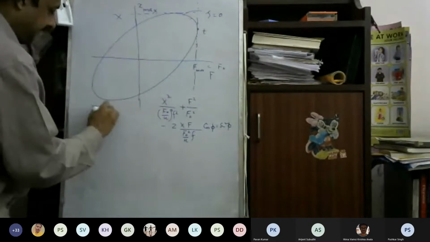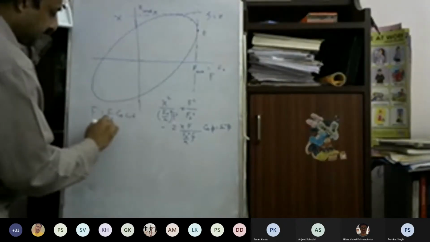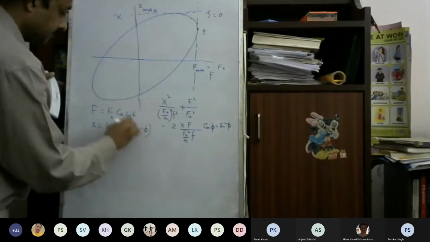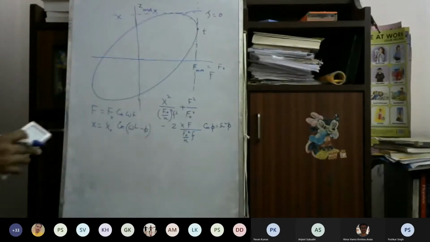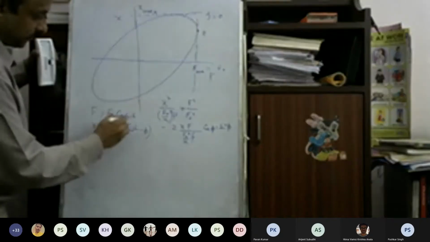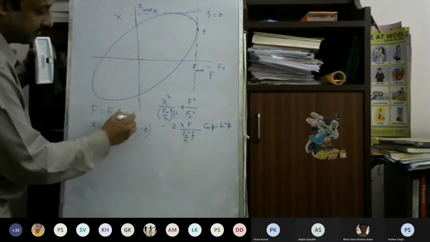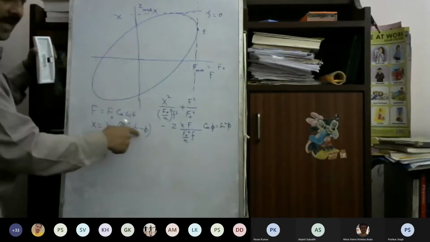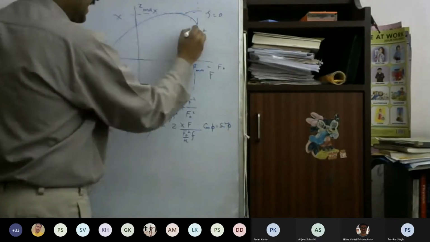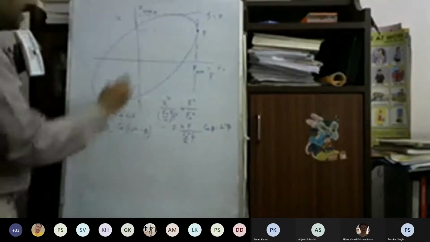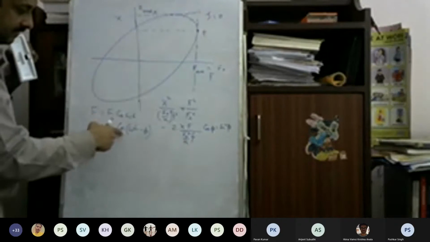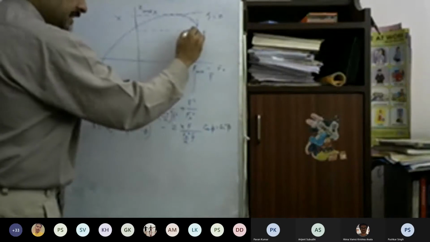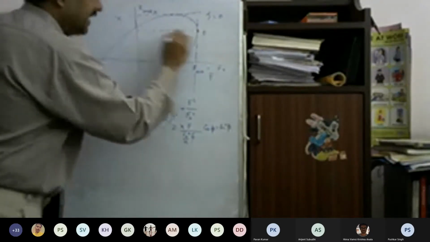Because if F is F naught cosine omega t, then x equals x naught cosine of omega t minus phi. So what happens at this point, when this is maximum, let us say omega t equal to 0, at one point of time t equal to 0, F equals F naught, this is the maximum value, but here x becomes x naught cosine phi, x max cosine phi. So this is less than x max. Similarly, at one point of time F is at its maximum, but x is less than x max.